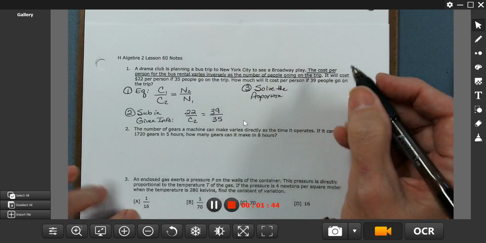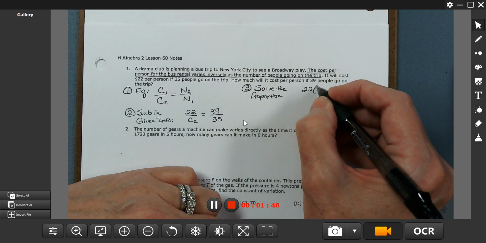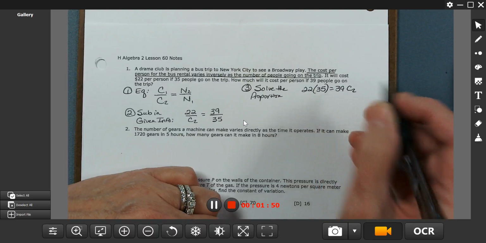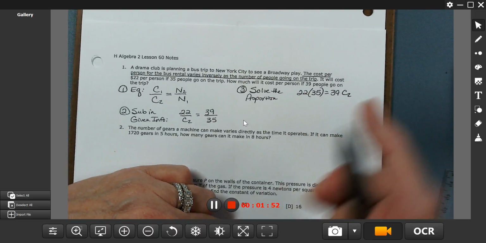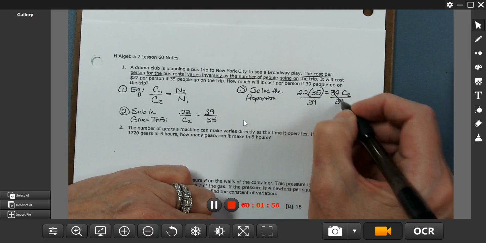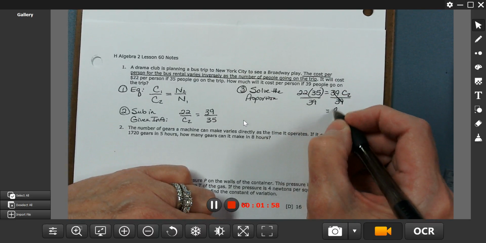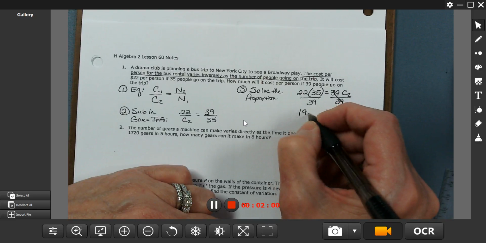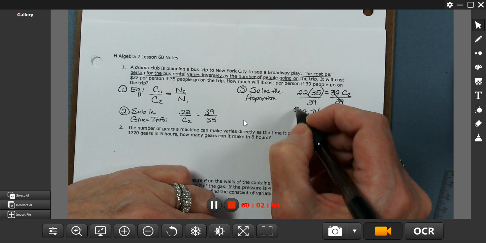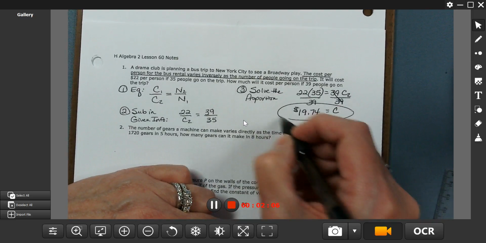So we know we do that with cross multiplying. Okay? So I know I'm going to divide this by 39 so I can get C by itself there. And you can just put that directly in your calculator. And when you do, you get 1974. You know this is cost, so it's in dollars, as they were talking up here. And that is your answer.